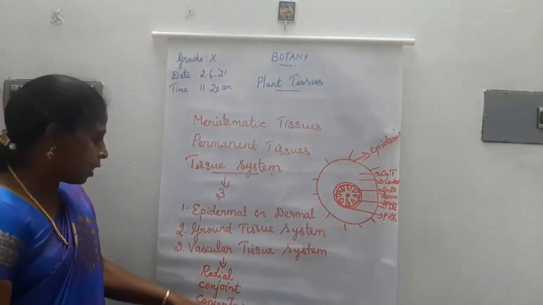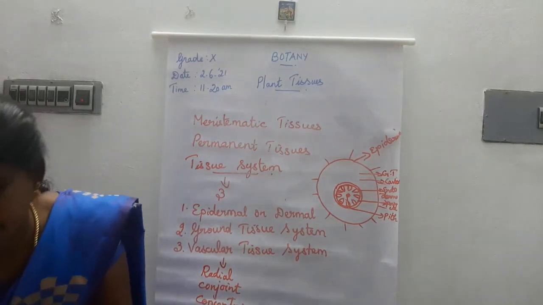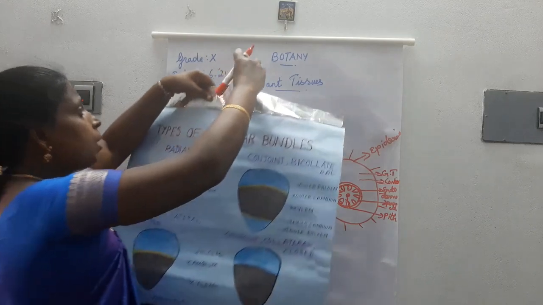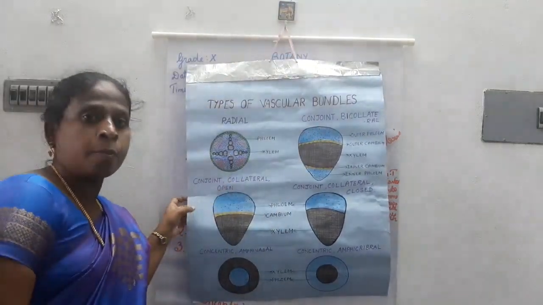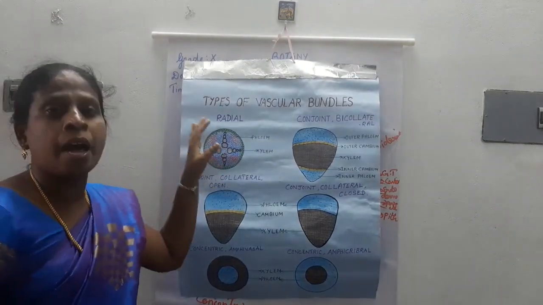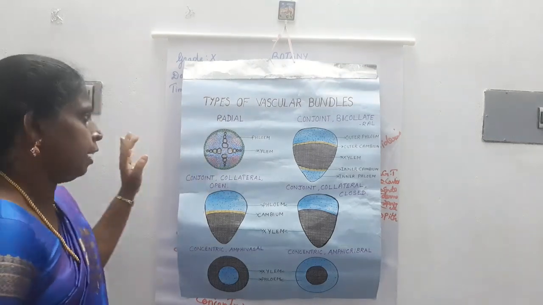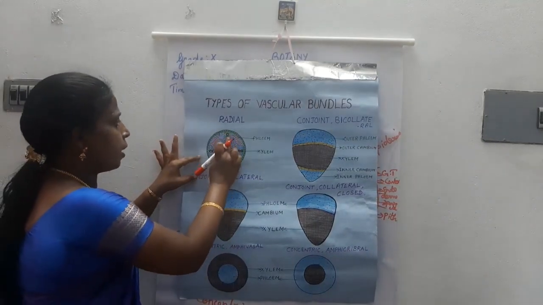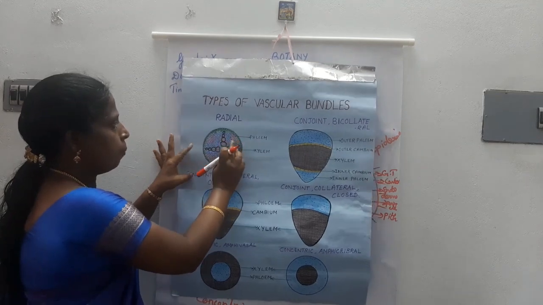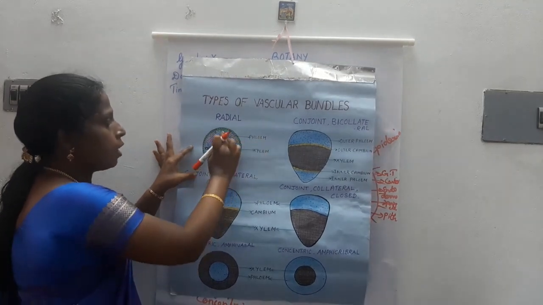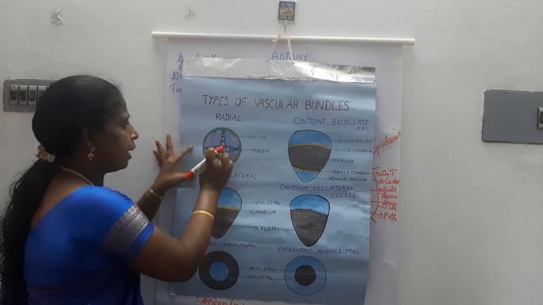Now we can see the types of vascular bundle. The first one is the radial vascular bundle. What are radial vascular bundles? In radial vascular bundles, the xylem and the phloem are arranged in different radii. Here, this brown color is denoted as xylem, and this pink color is phloem. These vascular tissues are arranged in different radii.